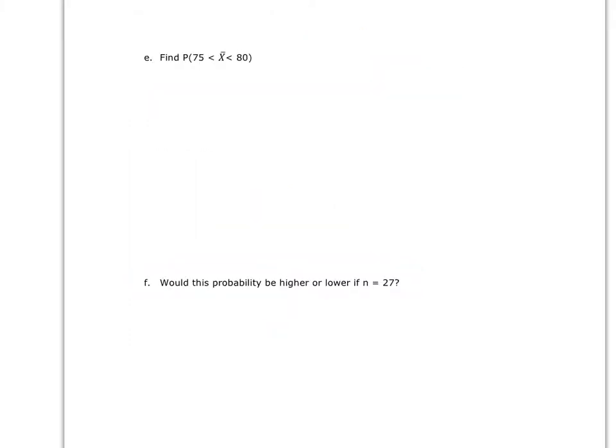Now, because X bar is normal and we have access to probability tables for normal, we can find the probability for X bar, the sample mean, even though we weren't able to find the probability for X, an individual mid-semester grade. We can't find the probability that an individual mid-semester grade is between 75 and 80, but we can find the probability that a sample mean of 20 mid-semester grades is between 75 and 80. So we just need to find the z-scores.